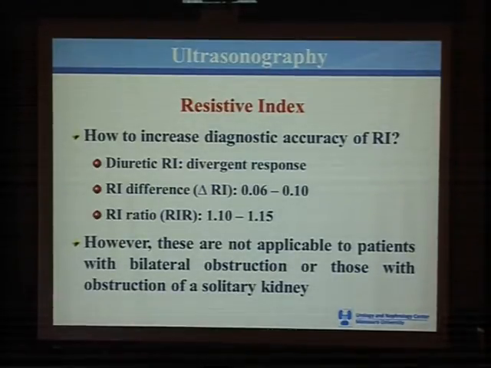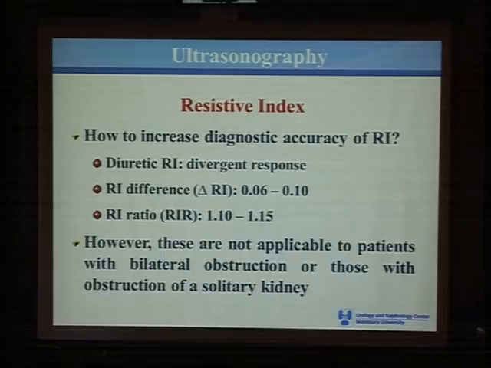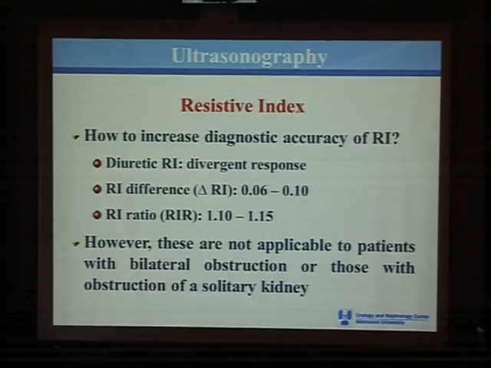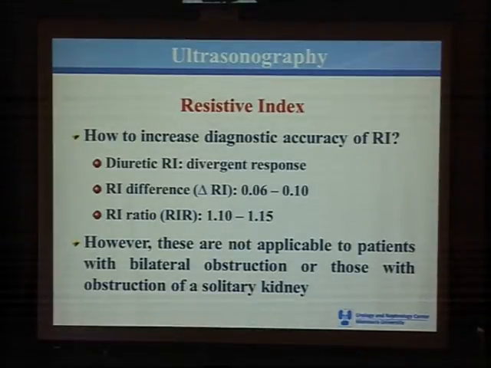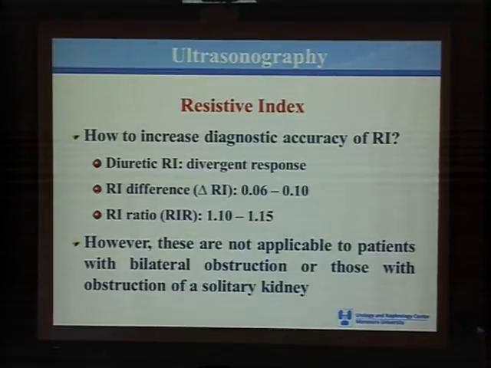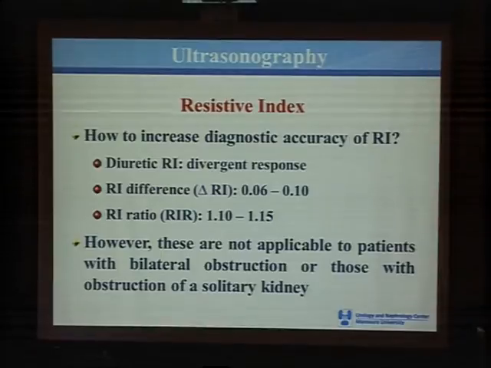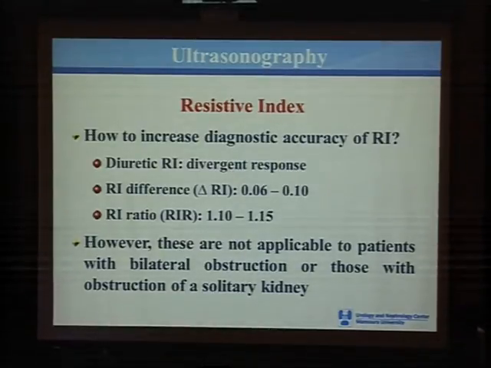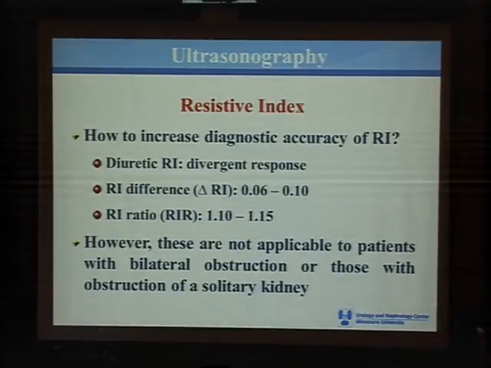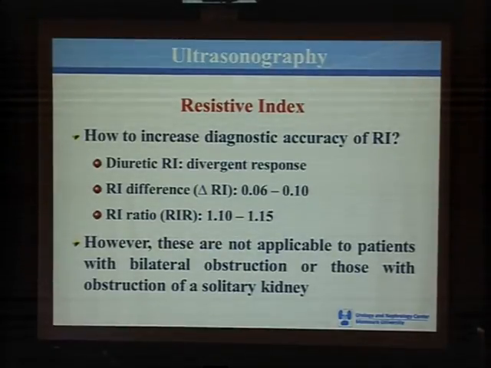So we calculate the difference: the renal resistive index of the obstructed kidney minus that of the normal kidney. We call it delta resistive index. Delta resistive index is the resistive index difference between the obstructed minus the normal. And this is the range. It ranges between 0.06 to 0.1. This is the normal range. If it is more than this, it means obstruction.